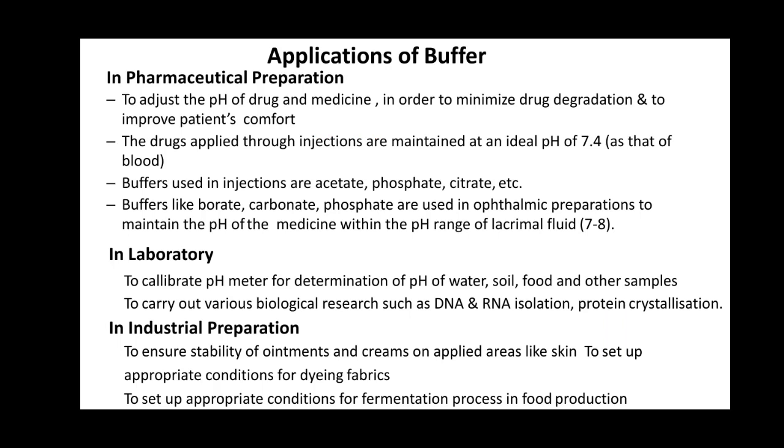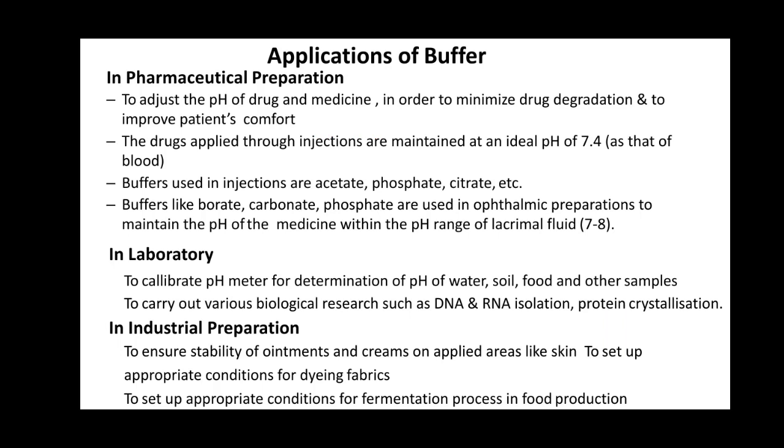And we'll see the applications of buffer. In pharmaceutical preparation, buffers are used to adjust the pH of drugs and medicines in order to minimize drug degradation and to improve patient's comfort. The drugs supplied through injections are maintained at an ideal pH of 7.4, as that of blood, and buffers used in injections are acetate, phosphate, citrate, etc. Buffers like borate, carbonate, phosphate are used in ophthalmic preparations to maintain the pH of the medicine within the range of lacrimal fluid, that is 7 to 8.